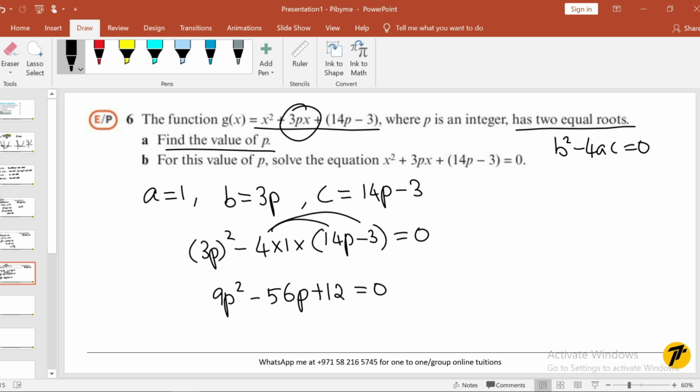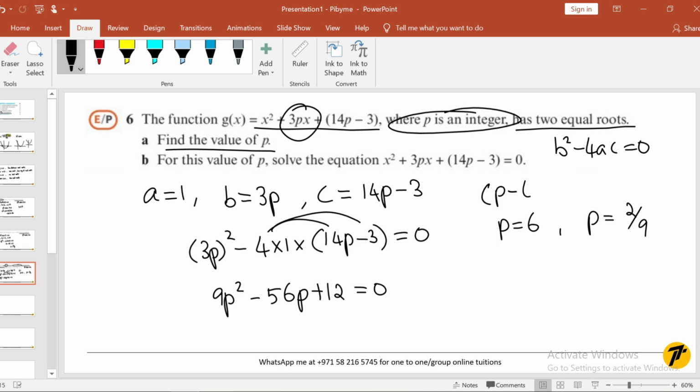Now we need to solve this quadratic equation and find the value of p. Remember this, p is an integer, so you need to take only the integer value. So I'm going to use my calculator to solve this: 9, minus 56 and 12. The values of p are p is equal to 6 and p is equal to 2 over 9.